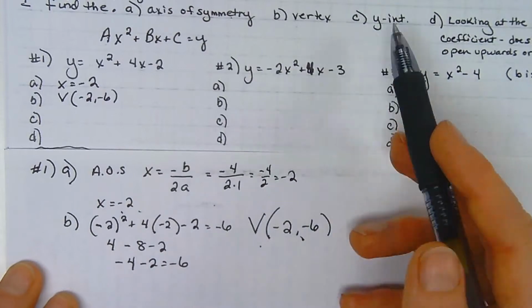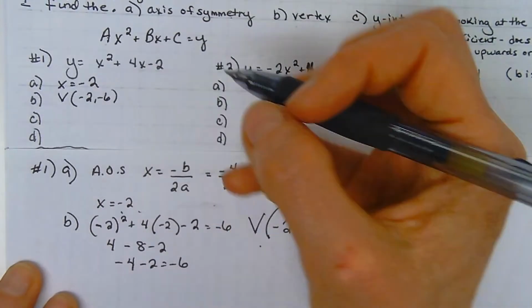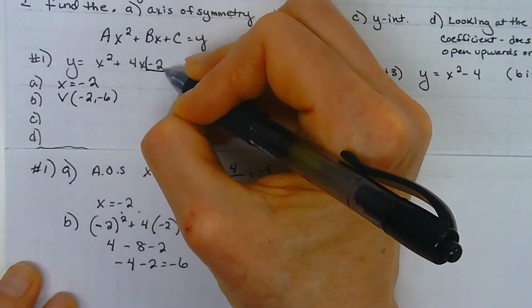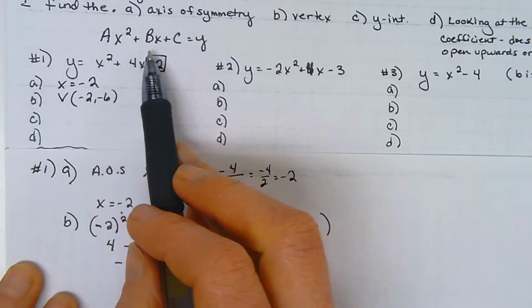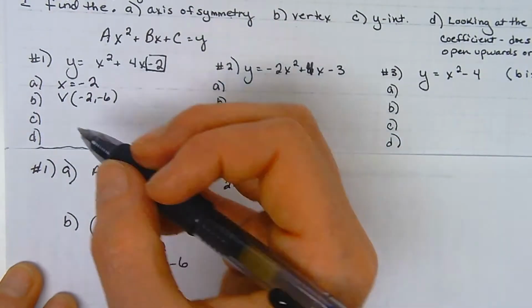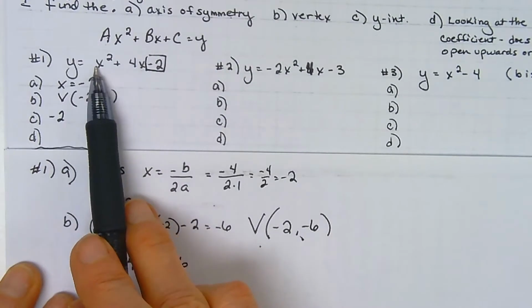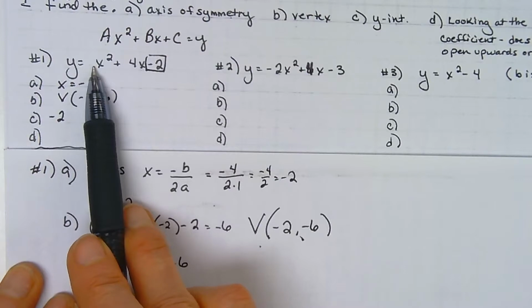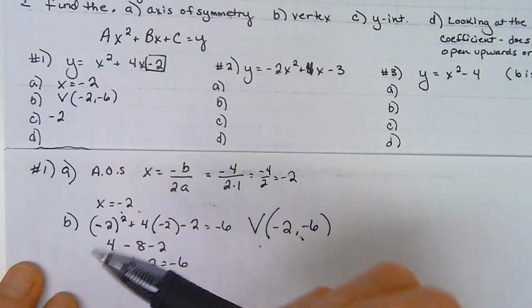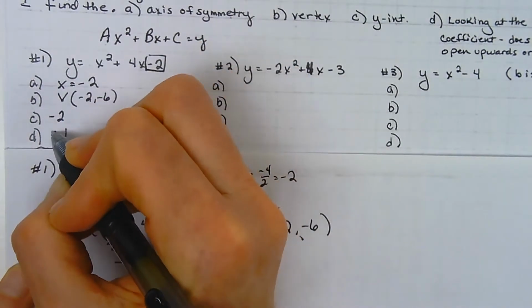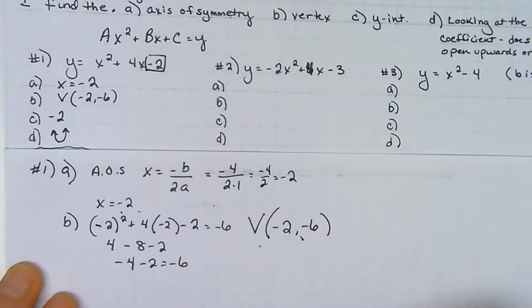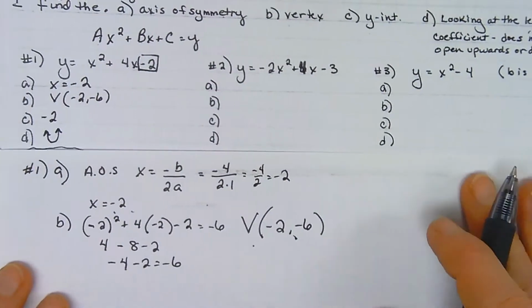C asks for the y-intercept. The y-intercept is the c of our standard equation. It's negative 2. Does this parabola open up or down? The leading coefficient is positive, so this parabola opens up, and we're done with number 1.